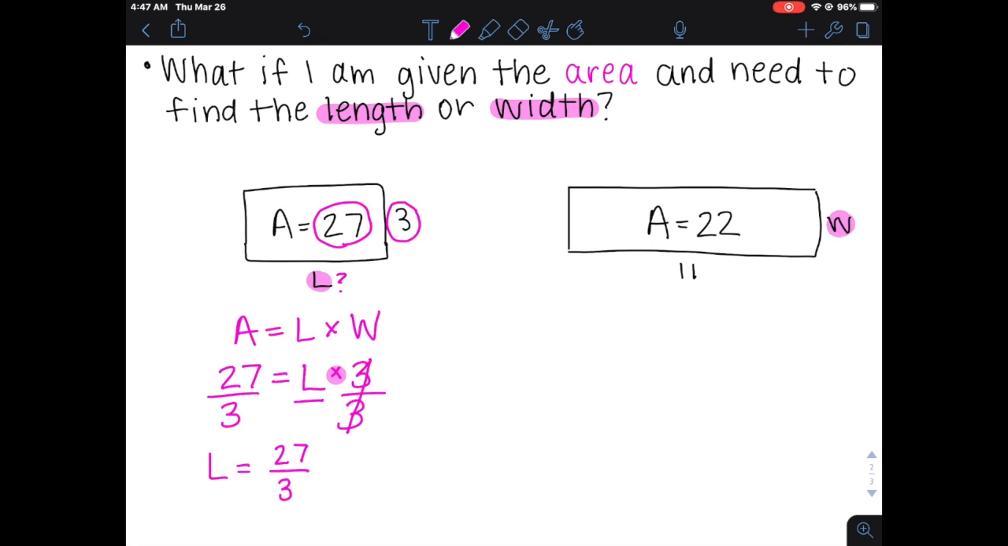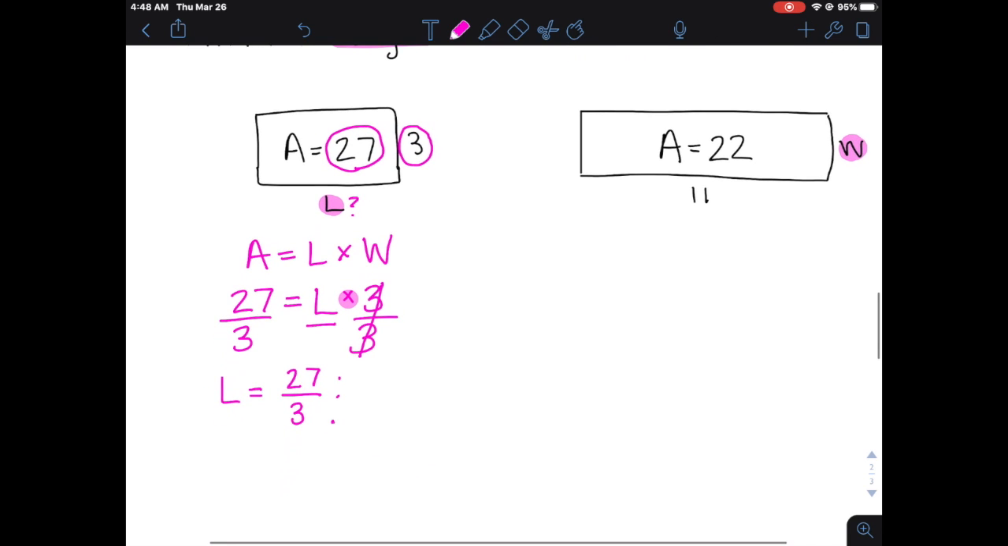Last thing we have to do is we have to solve for L. Remember, we have a fraction, and a fraction is the same thing as a mini division problem. So we have 27 divided by 3. And we know that 27 divided by 3 is 9.